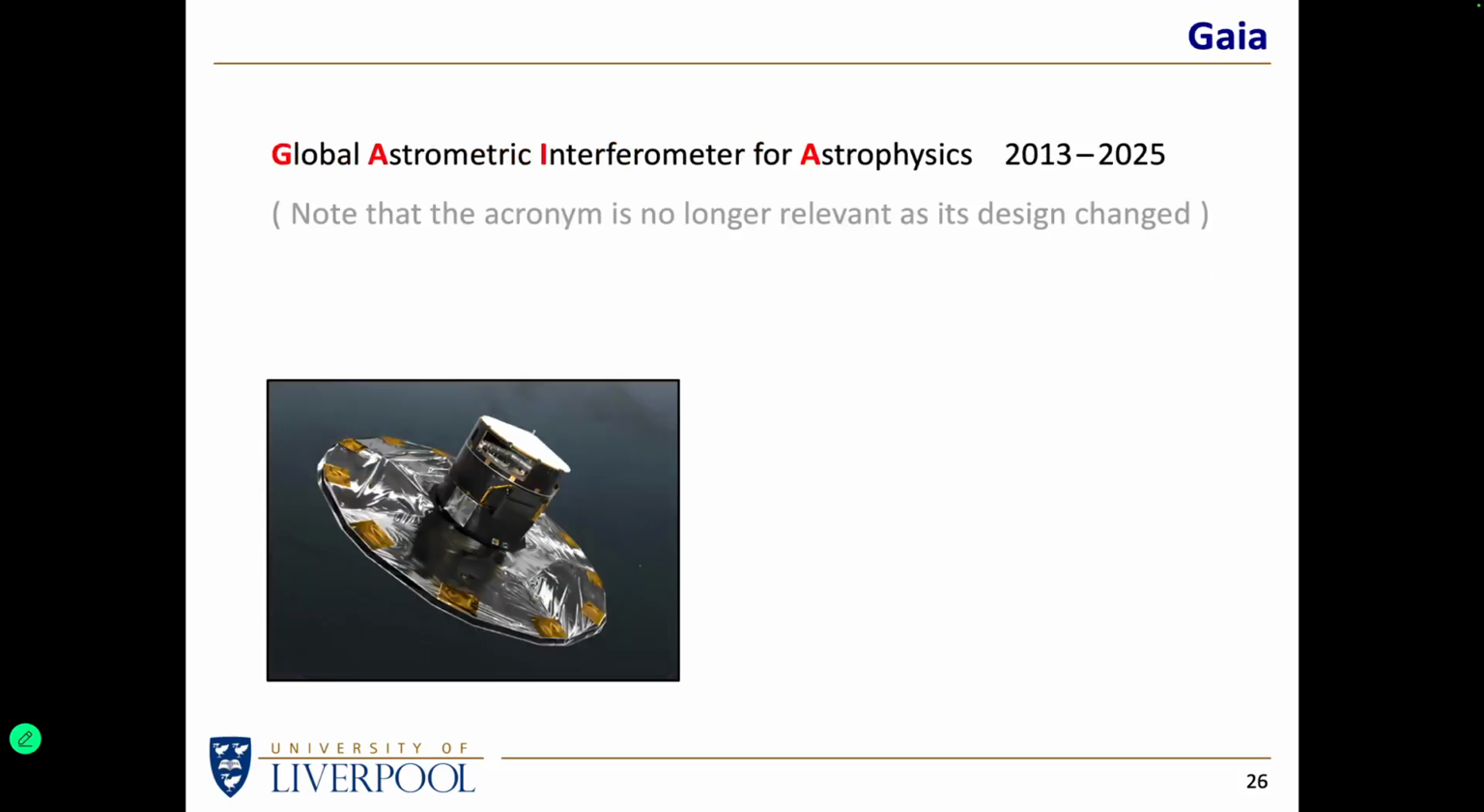Now, the actual acronym for Gaia, let's not worry about what the acronym means, because they originally thought it might be an interferometer, and then later they decided it wouldn't be an interferometer. It's a different design, but they decided they liked the name. They thought that was pretty cool, calling it Gaia, so they kept the name.